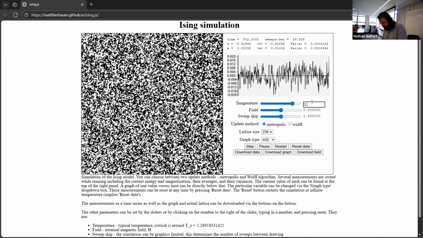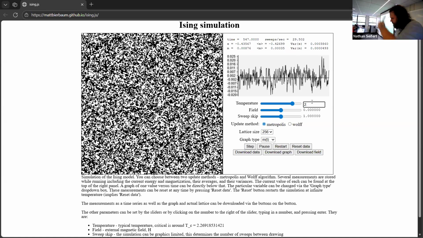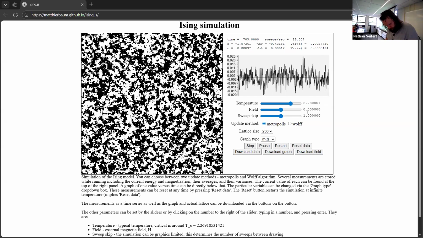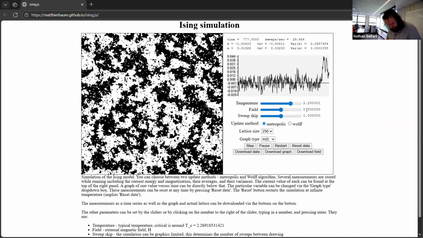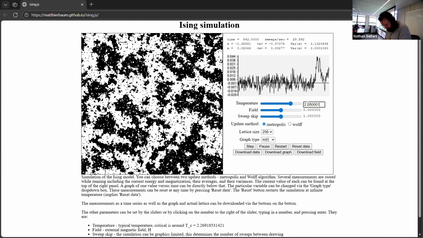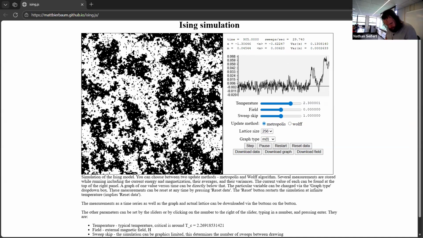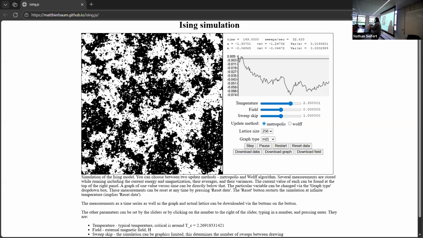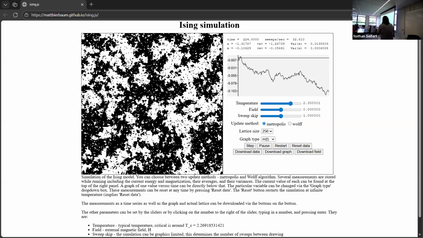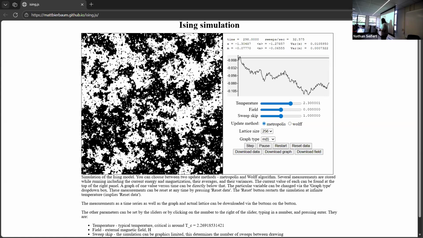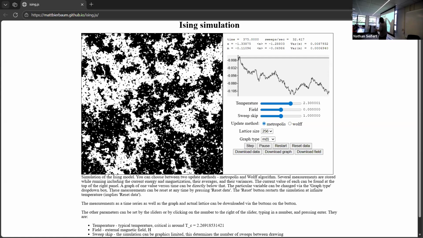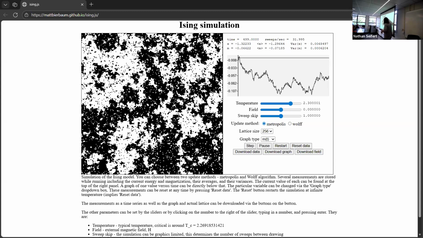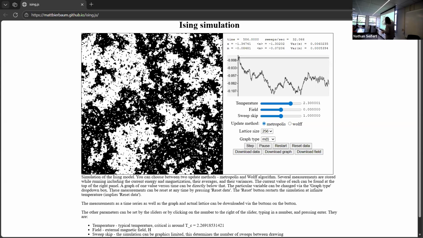So now I'm going to pull it right above the critical temperature for this system. Let's put it at 2.3. I think it's 2.3. Now, what do we see? Well, we see that the blacks and the whites are starting to clump together. And you can see that now, just randomly, there are more blacks than whites because there's a negative magnetism. It's trending downwards. It still has some fluctuation, but it's trending downwards.